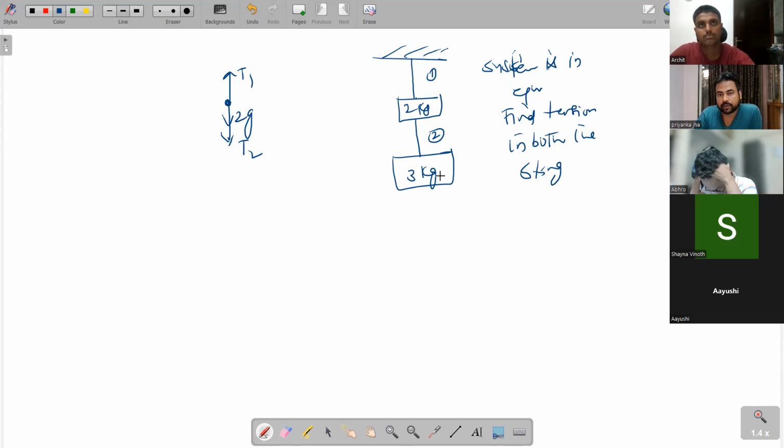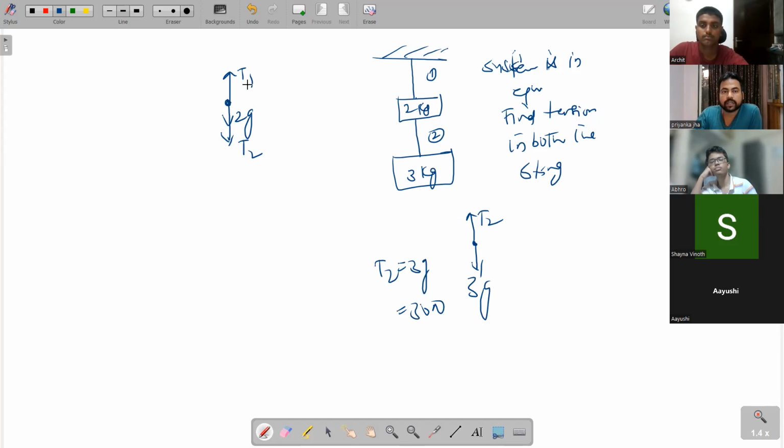And if you draw the FBD of 3 kg, you can see that mg will work downside, and this is string 2. So T2 here. So in this string, at all points, tension will remain the same, T2. So for equilibrium, T2 is 3g, so this is 30 Newton, g is 10. And here T1 equals T2 plus 2g. So T2 is 30 Newton, and this is 2 into 10, that is 50 Newton. Understood?